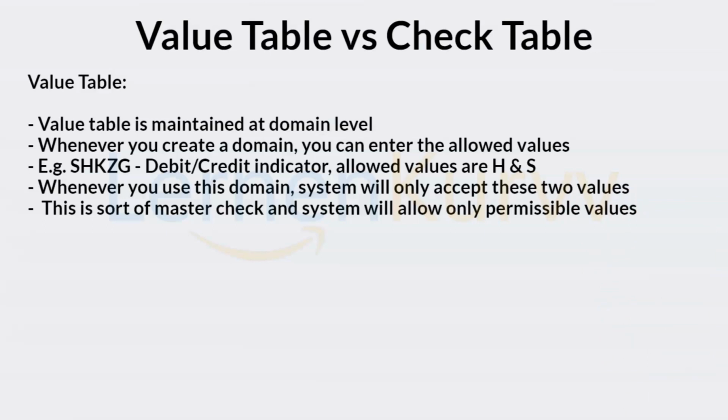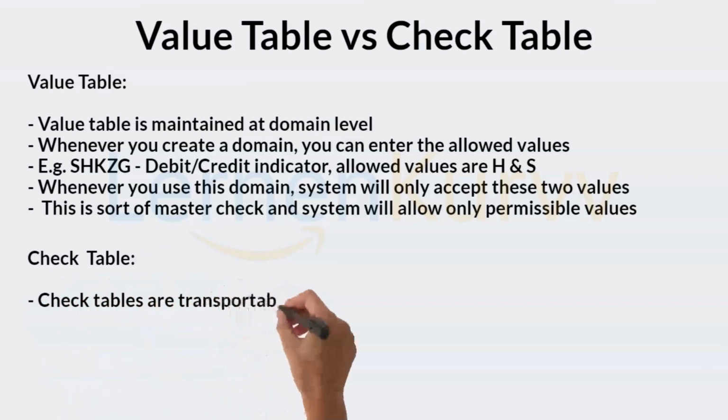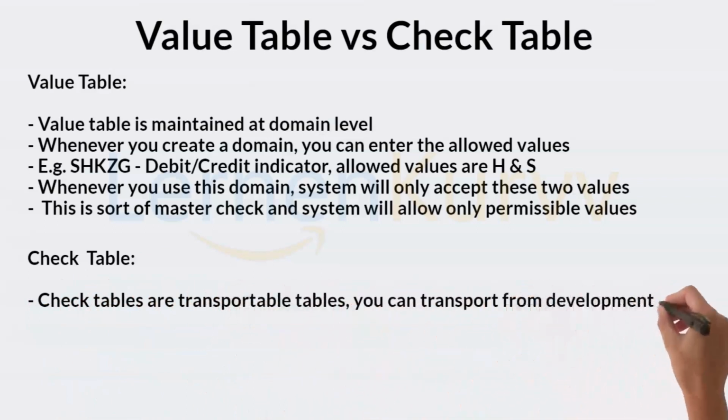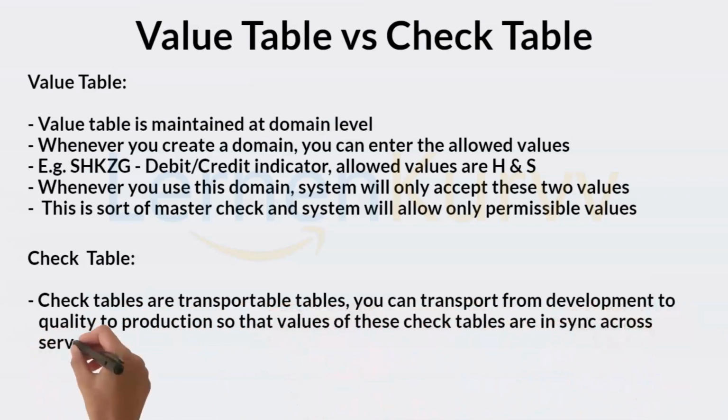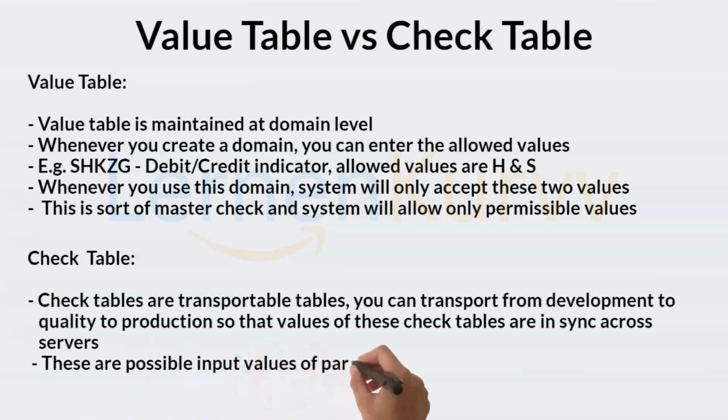You have to remember that a value table has a specific and limited set of values which are directly entered into the SAP domain. Check tables, on the other hand, will have more values, and a separate table will be created to maintain these values. The function of both is the same. They will only allow the values which are available in the respective domain or in the check table. Check tables are transportable tables. You can transport from development to quality to production, so that the values of these check tables are in sync across servers.